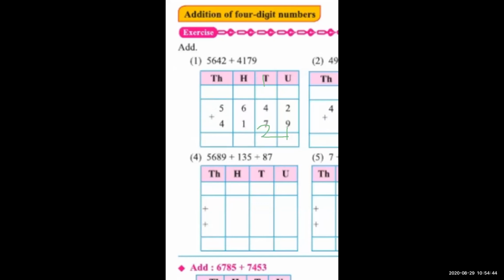Now, 4 plus 1, 5. 5 plus 7, 12. 1 is carry here. After that, 6 plus 1, 7. 7 plus 1, 8. Very good. Now, 5 plus 4, 9.